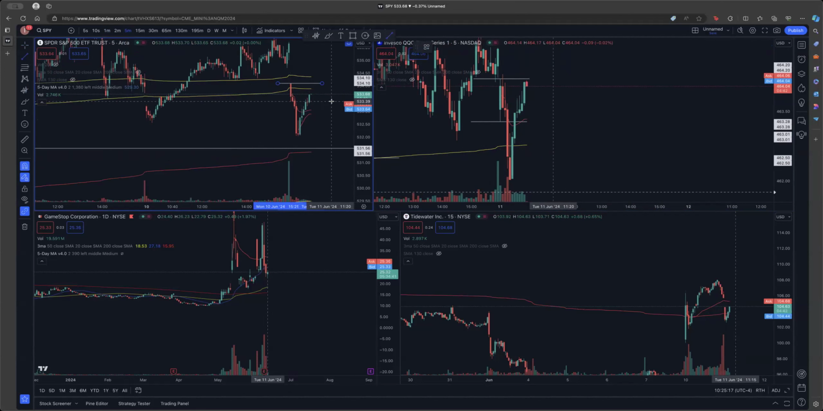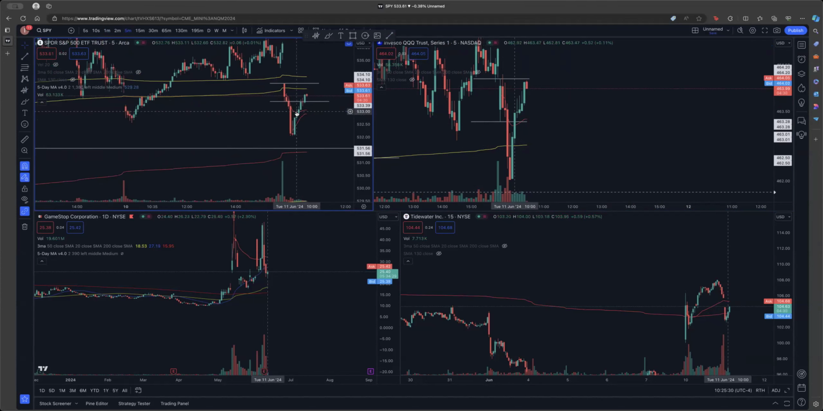Let's do the same here. So either wait for them to come back towards this $533.40 to see if the buyers are stepping in, or wait for the VWAP test to go long.